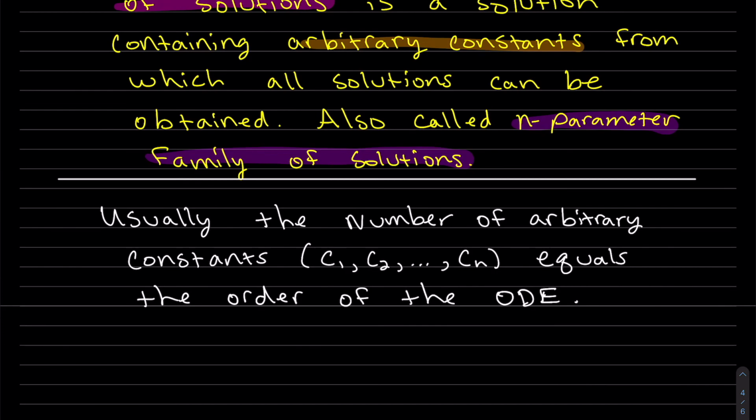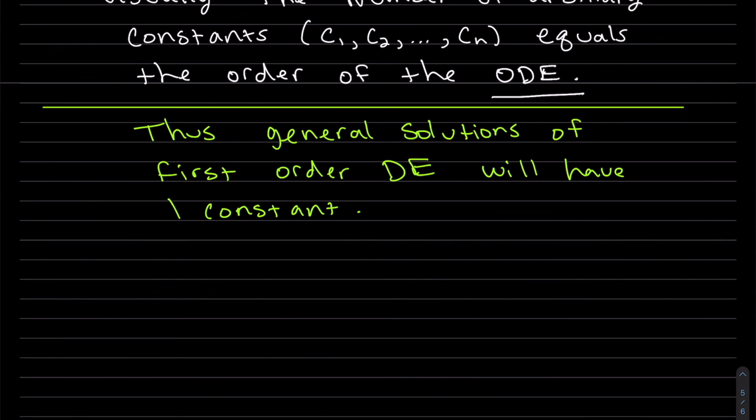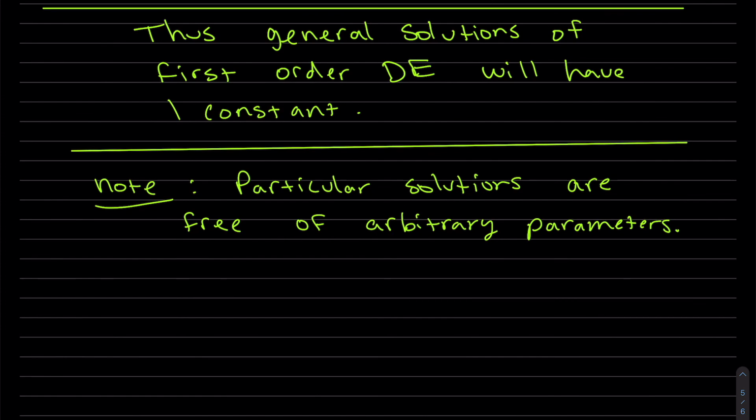Just another note about ODE. Most of this course is ODE, ordinary differential equations, and that's why I drop the O quite frequently. The very last chapter, chapter 12, we will be covering partial differential equations. I just wanted to get that fact down because it's pretty important. A first order DE will just have one constant. Last fact of the day, a particular solution will be free of arbitrary parameters. Basically, it doesn't have any constants in it because it's a particular solution, not a family of solutions.